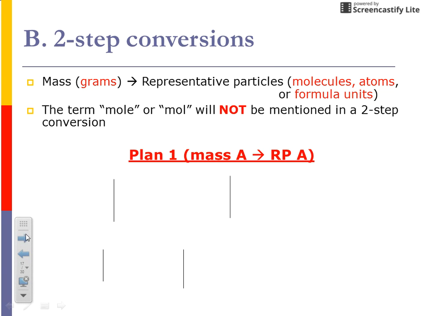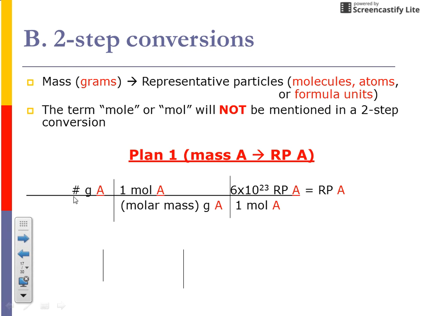Plan 1 simply is a format for those of you that maybe are not as mathy as others, so maybe you need a template to follow. So refer back to this if you get stuck. This involves going from mass of A to representative particles of A. A meaning whatever substance you start with is the same substance you end with.